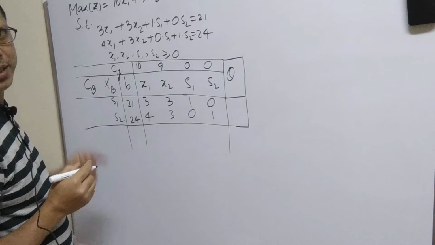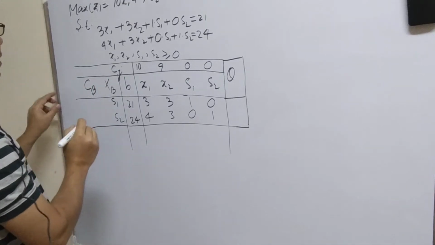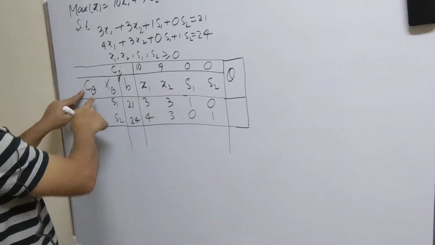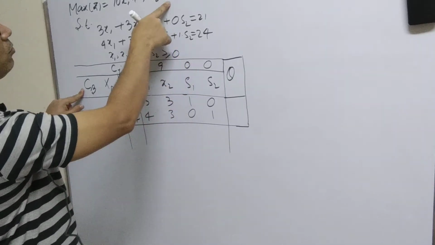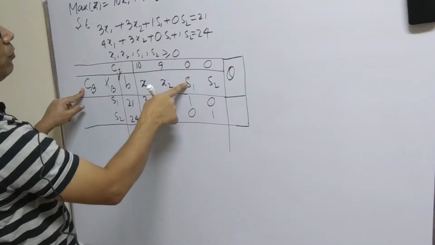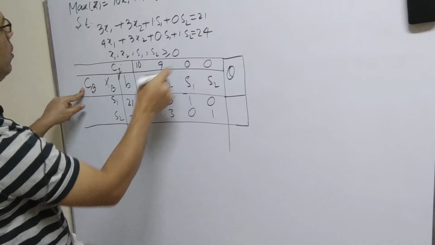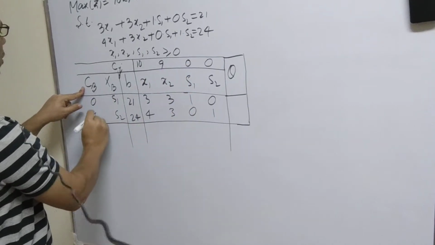So this table we generally call the initial table. In the initial table, you can see the coefficient of the basic variable. These are the basic variables and their coefficients are 0. You can see this in the objective function also. The coefficient of S1 is 0 and the coefficient of S2 is 0. So just write 0 and 0.